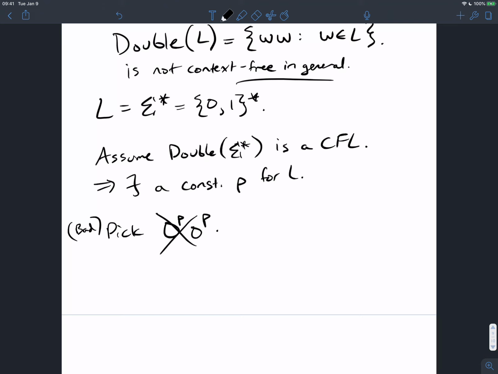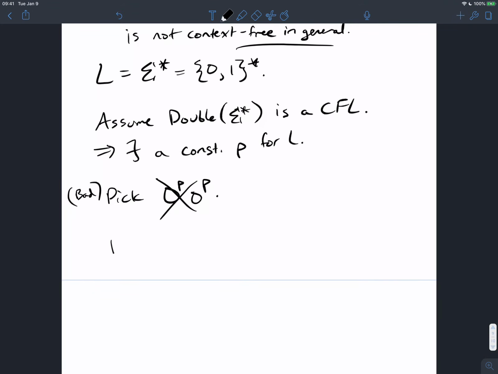Should I pick 1 to the p, 1 to the p? Better not pick that one either. What's a good choice? Oh, well, I got to have both characters in somehow. So one that you can pick is you can be safe and say 0 to the p, 1 to the p, 0 to the p, 1 to the p. So this one will actually work. There are smaller ones you can pick that will also work, but this is a perfectly good one because it's the same string twice, not reversed.